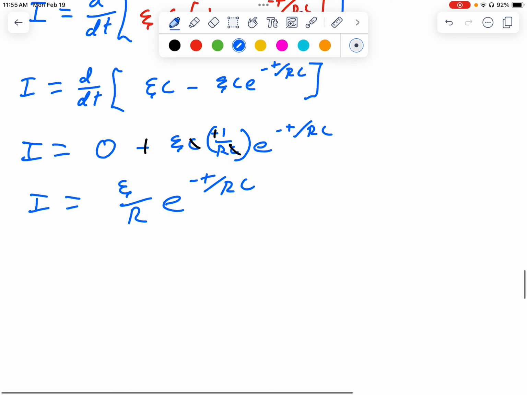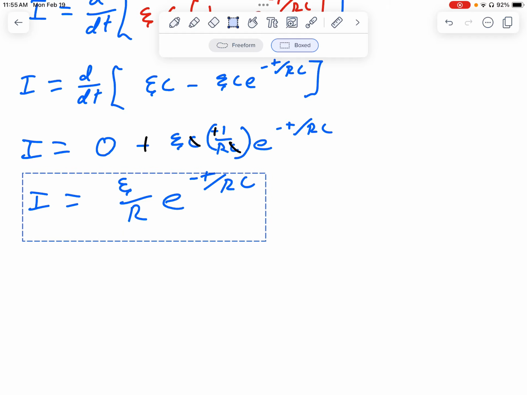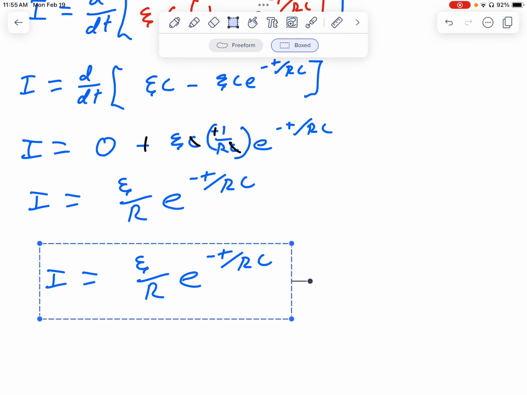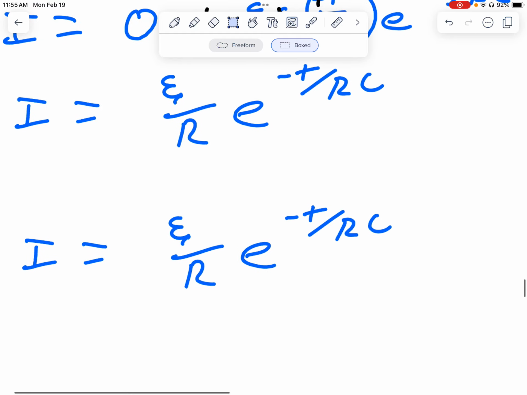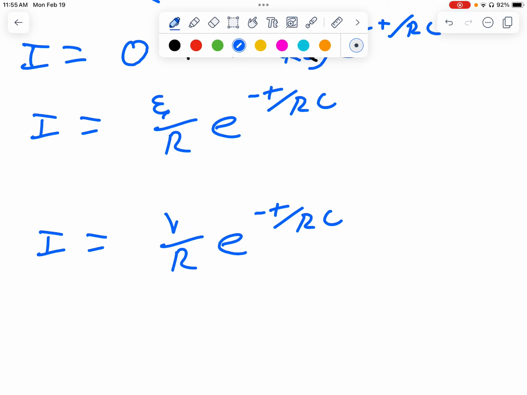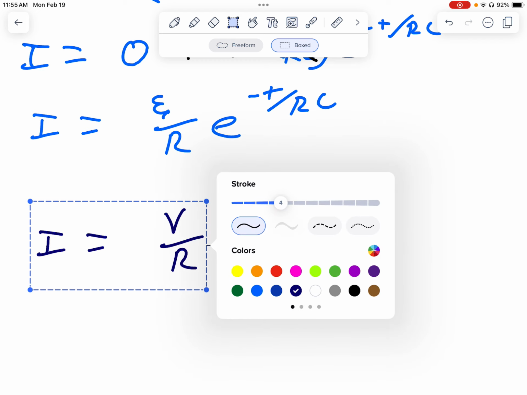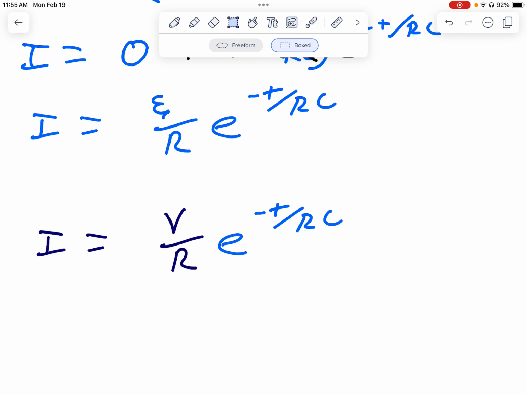All right, now believe it or not, this should actually look a little bit familiar. Okay, and if you're not seeing it yet, this epsilon is just your EMF, that's your voltage source. Okay, so let me just write this as V. And then just to make the distinction here, this is really the part that I'm talking about. Look, current is equal to voltage over resistance.